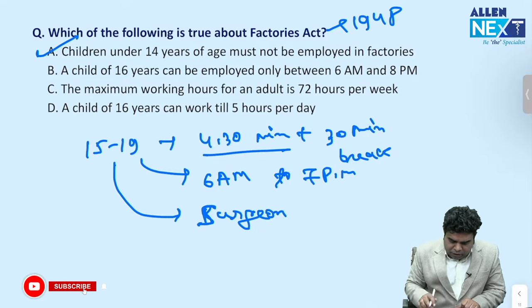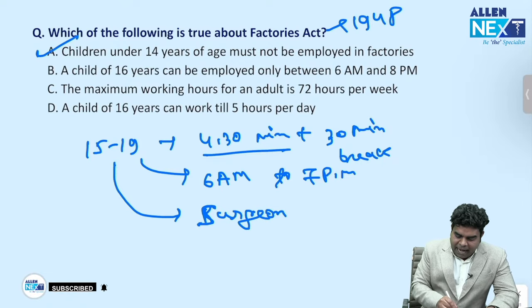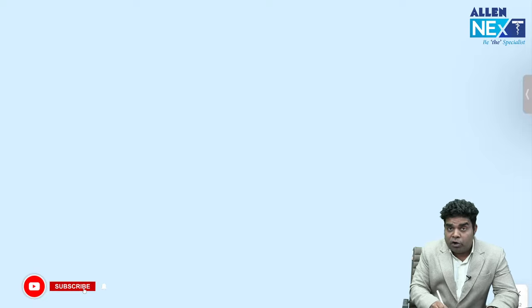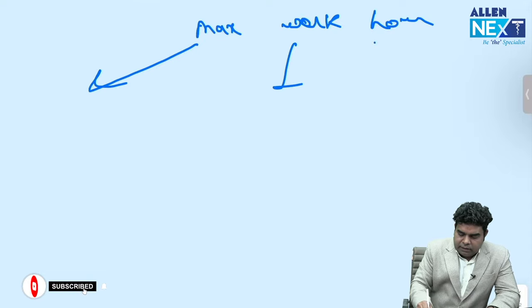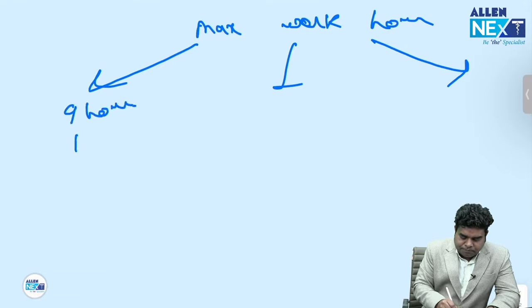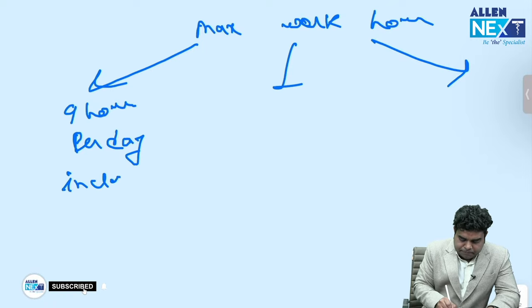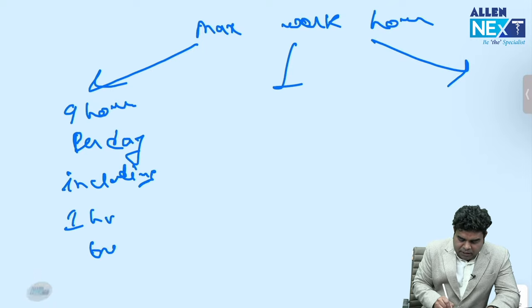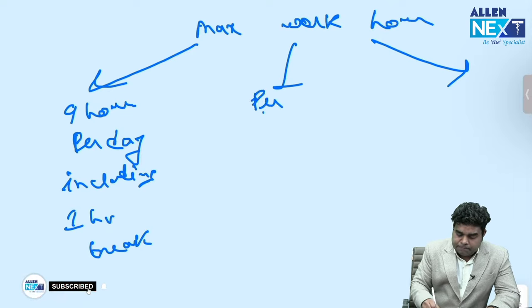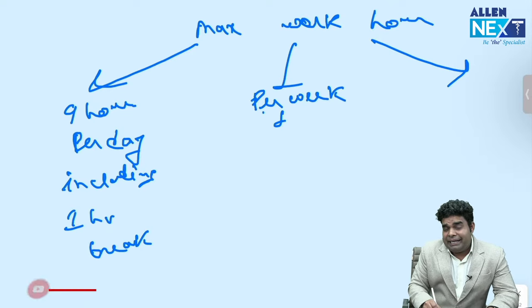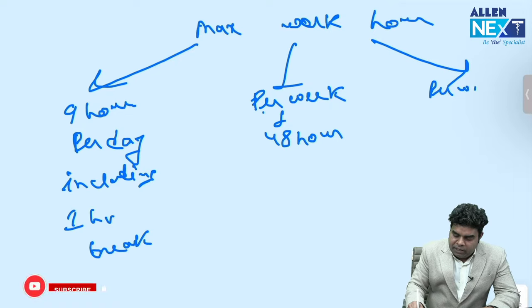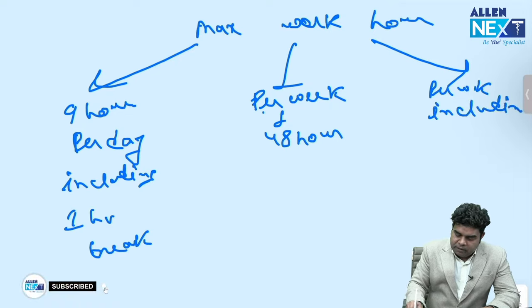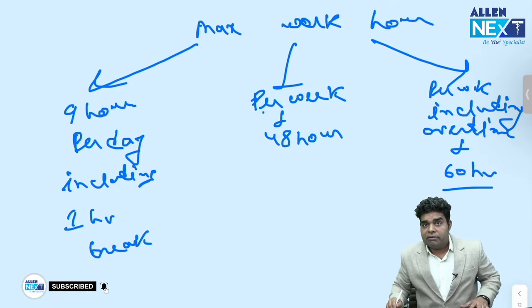So surgeon. Now, the most important thing that they ask from here is, what is the maximum hours of work per day, per week, including overtime? Maximum work hours, very easily you can remember: 9 hours per day, including 1 hour break. Per week is 8 into 6, 8 hours they can work for 6 days, 48 hours. But if they use the words per week, including overtime, then you will answer 60 hours. Otherwise, you will answer 48 hours.